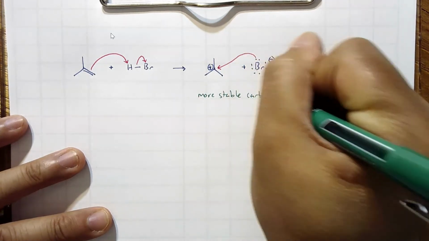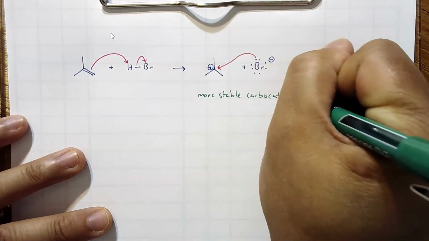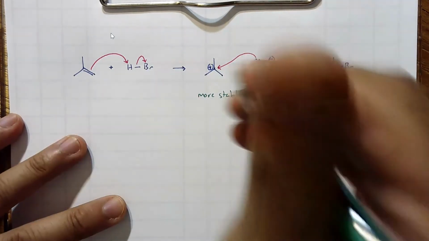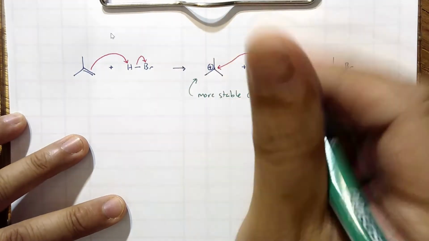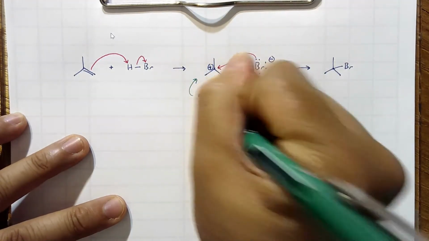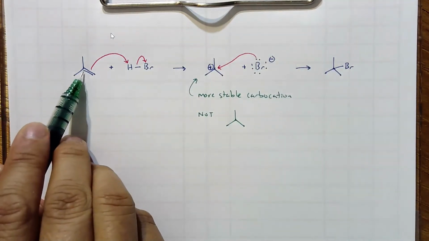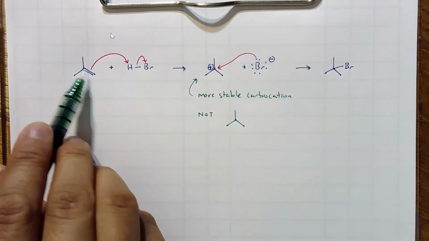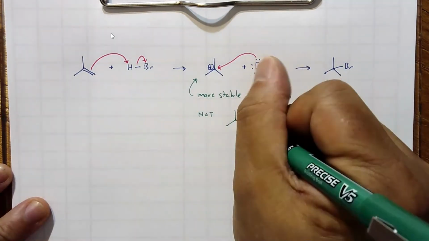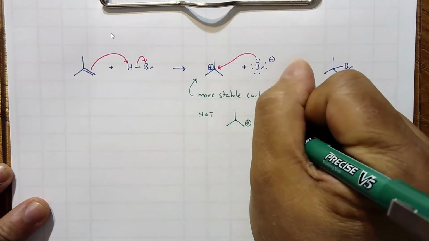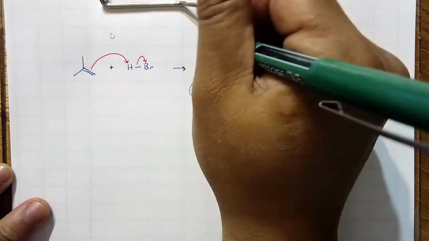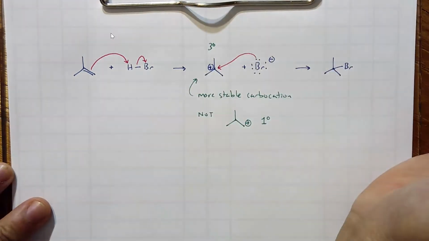You notice that I don't draw the minor carbocation. This is the more stable carbocation. What was the other option? The other option was to put the hydrogen on the middle carbon and the plus charge on the end carbon. But you would realize that this is primary. This carbocation is tertiary.